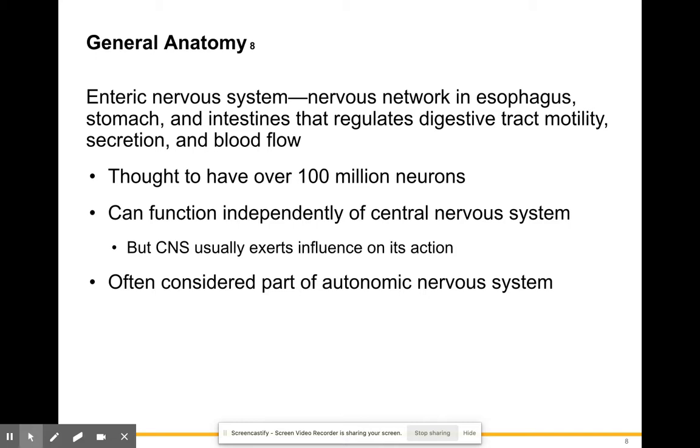It's thought to have over 100 million neurons, so there's lots of nervous system activity in the digestive system. It can function independently of the central nervous system, so you don't have to think about digestion in order for it to occur. It's autonomic. It's part of your autonomic nervous system. It's not something that you necessarily control. It's kind of unconscious. So when you eat a hamburger, you don't have to go thinking about digesting that hamburger. You can just go about your normal life, and your digestive system will deal with the fact that you have a hamburger in your system.